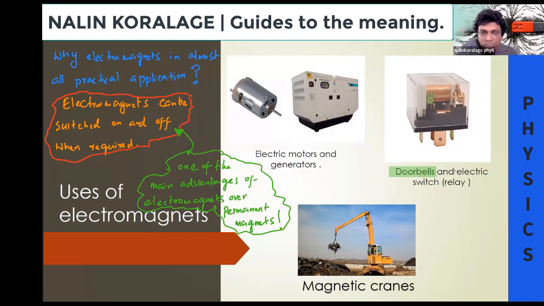And another important application is something called a relay, right? Relay is basically a switch. Now you might say, okay, fine. If it is a switch, we could have used a normal switch in place of a relay. The main difference between a normal switch and a relay is that a relay can switch on and switch off so rapidly, at a much higher rate than a normal switch.